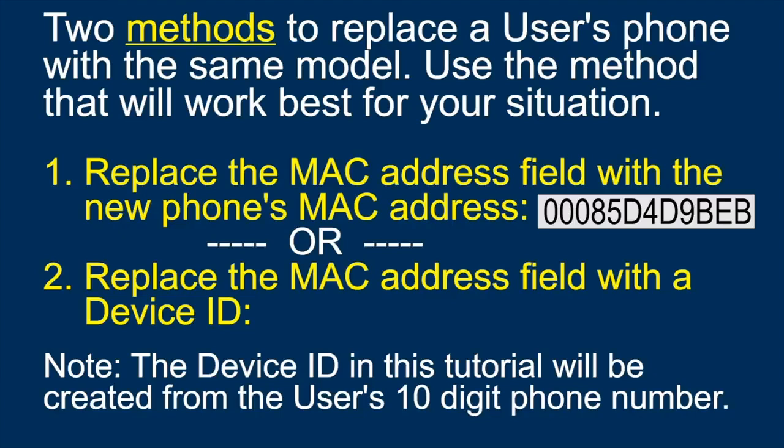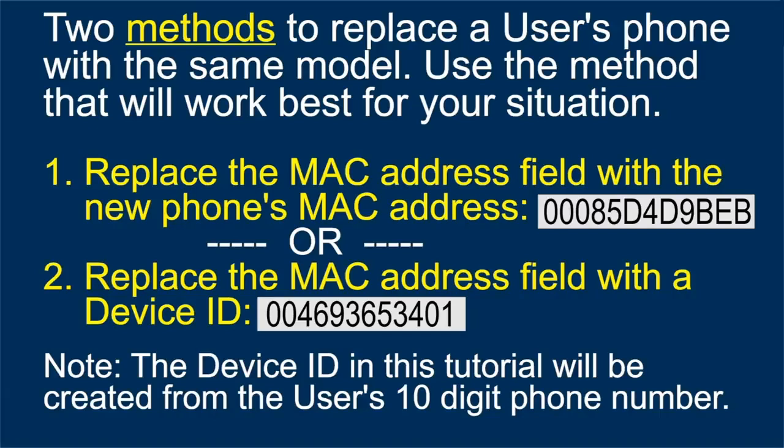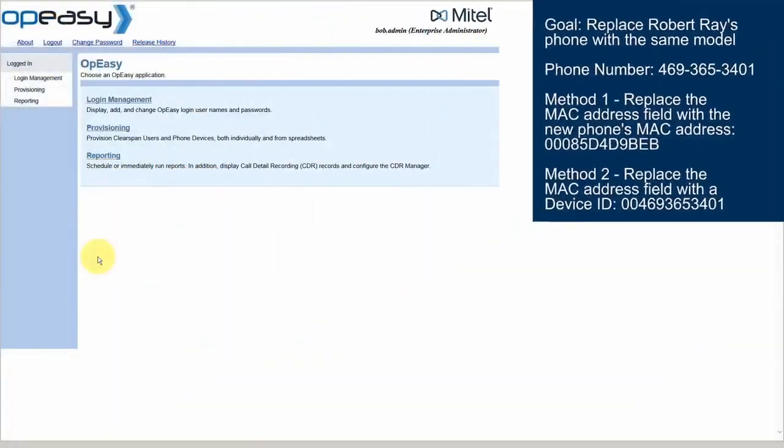Sometimes you don't have access to the phone. For example, it might be in a different location than where you're located. If this is the case, you could replace the MAC address field with an auto-install device ID, which we will create using the user's phone number. Then, when the user plugs the phone in, they will enter their phone number and verify their name to activate the phone. In this tutorial, I will demonstrate both methods. As a side note, both options require that option 66 is set up on the user's DHCP server.